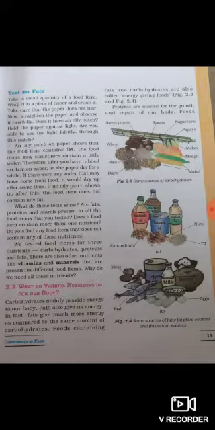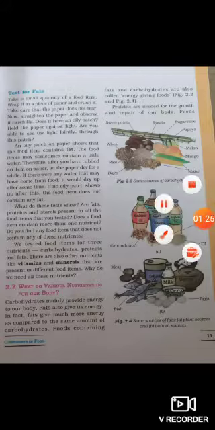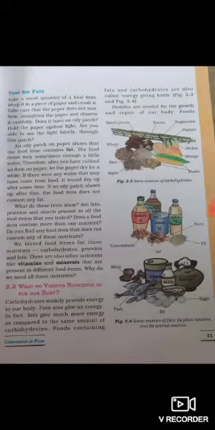What do these tests show? Are fats, proteins, and starch present in all the food items that you tested? Does a food item contain more than one nutrient? Do you find any food item that does not contain any of these nutrients? We tested food items for three nutrients: carbohydrates, proteins, and fats. There are also other nutrients like vitamins and minerals that are present in different food items.